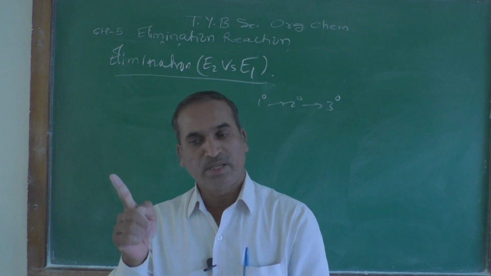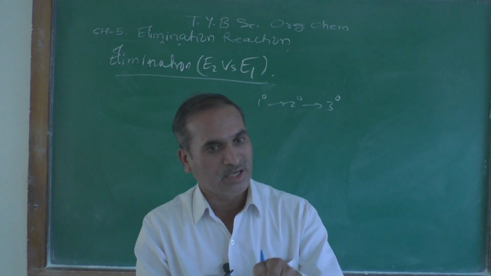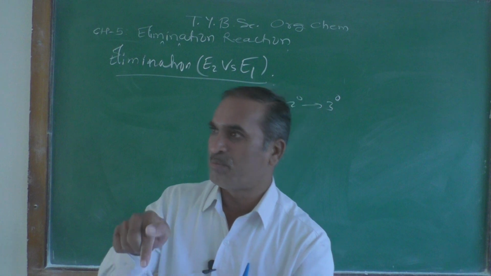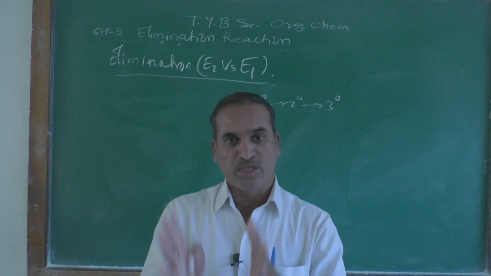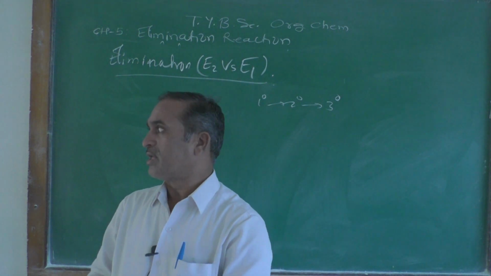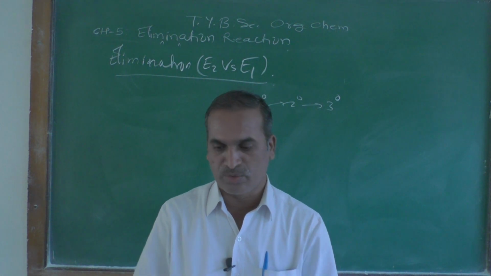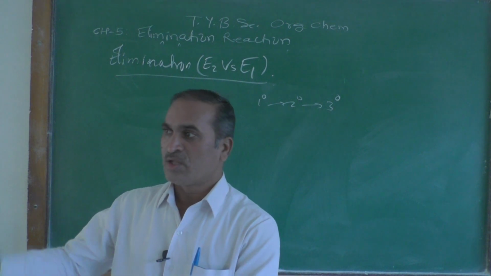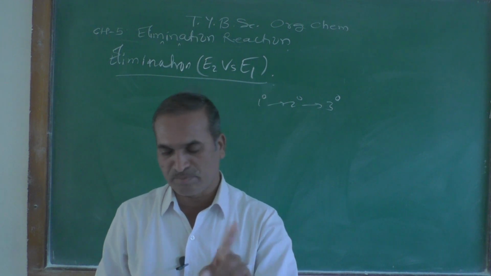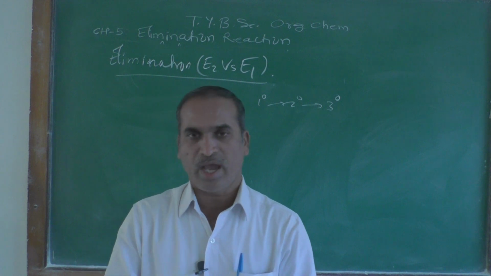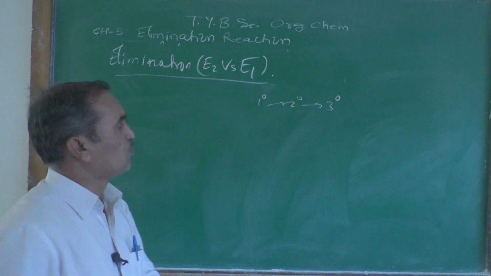But in the case of the E1 mechanism, the rate is independent of the nature as well as the concentration of the base used. So whether the base used is strong or weak, that does not affect the E1 reaction, because the role of the base there is only the abstraction of the beta hydrogen. So in this way, this is about elimination, E2 versus E1.